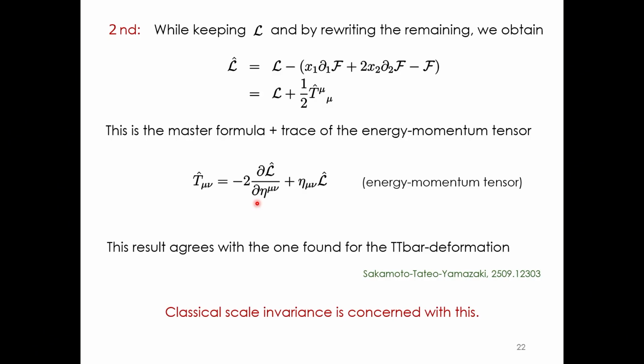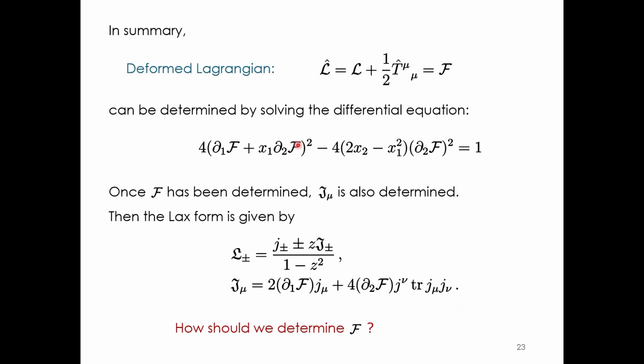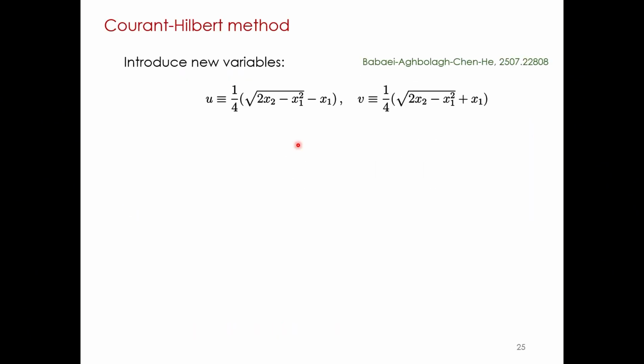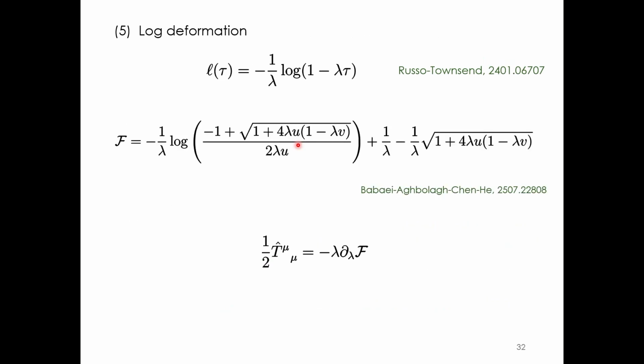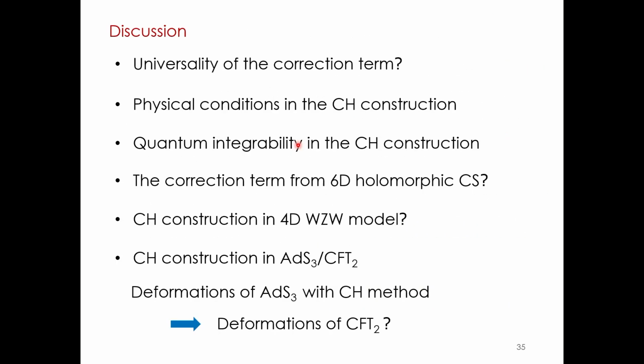So we need to impose some physical conditions for this energy momentum tensor, positive energy conditions or other conditions, or causality is also important to consider for this type of deformations. These physical conditions are well discussed in the context of four-dimensional nonlinear electrodynamics. So these conditions should also be considered in the context of two-dimensional integrable models, I think.